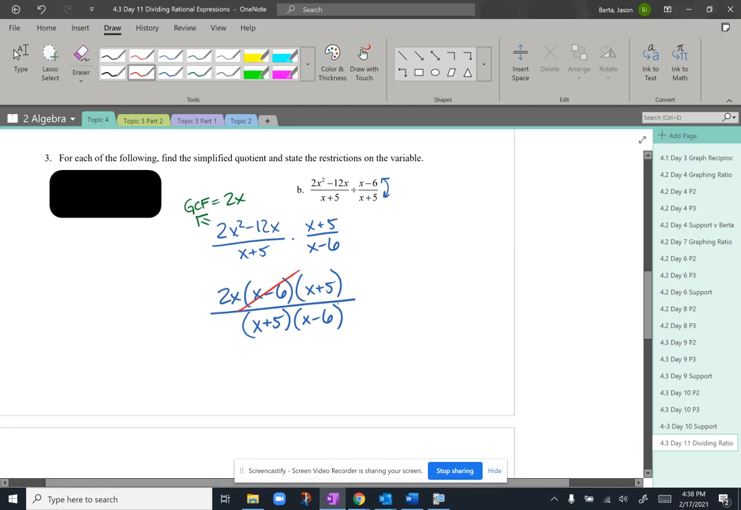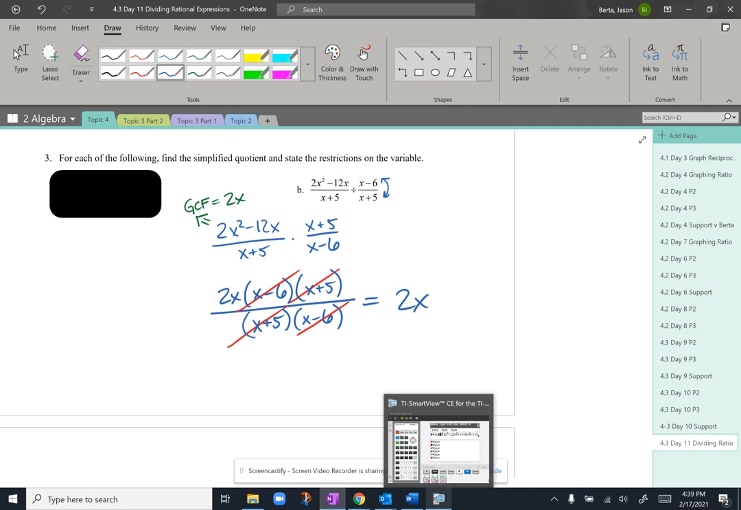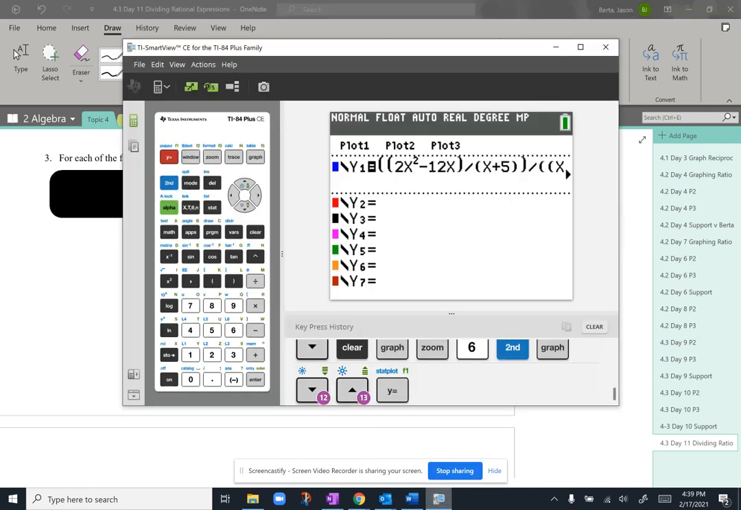And lo and behold, I see that both x minus 6 and x plus 5 appear in both the numerator and the denominator. So my simplified quotient here is just 2x. That's crazy. So let's just take a look-see.